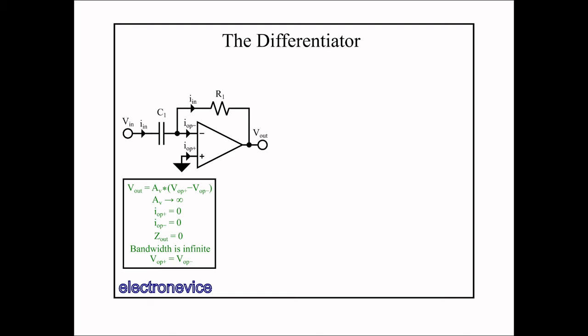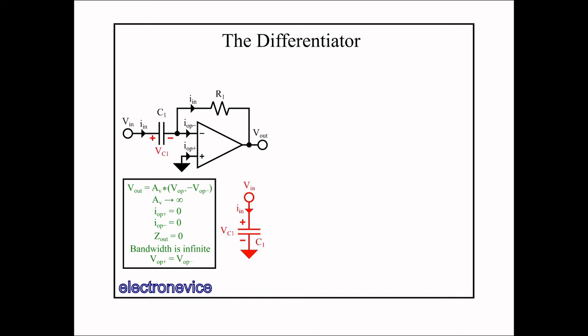Now we'll discuss the differentiator, which is sort of the opposite of the integrator. As you might expect, the differentiator looks very similar to the integrator, except with the capacitor and resistor swapped. Again, we'll derive the output voltage first, then discuss the properties of the circuit.